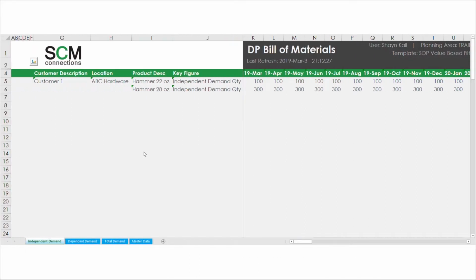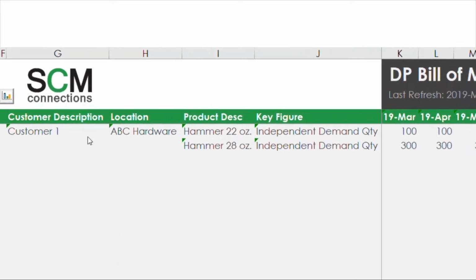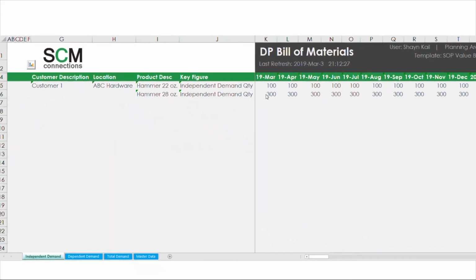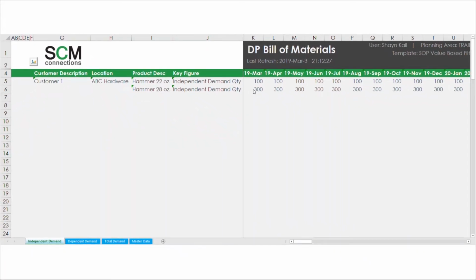The first step of the demand planning bill of materials process in IBP is to calculate an independent demand quantity. In this example, I have customer 1 at location ABC Hardware purchasing two different products, 22-ounce hammers and 28-ounce hammers. You can see that the independent demand quantity for the 22-ounce hammer is 100 units per month, and the 28-ounce hammer is 300 units per month. So now the next step is to go into our master data and assign an attach rate for our box of nails to each of these hammers.